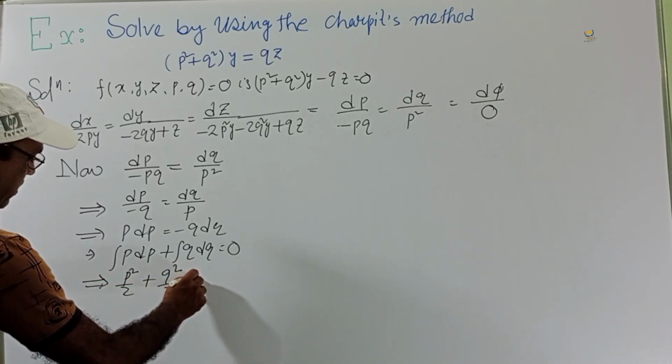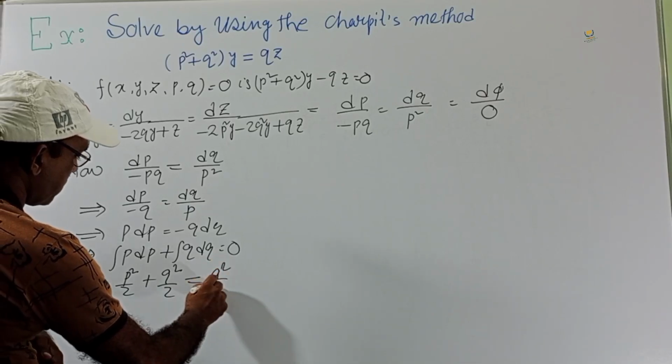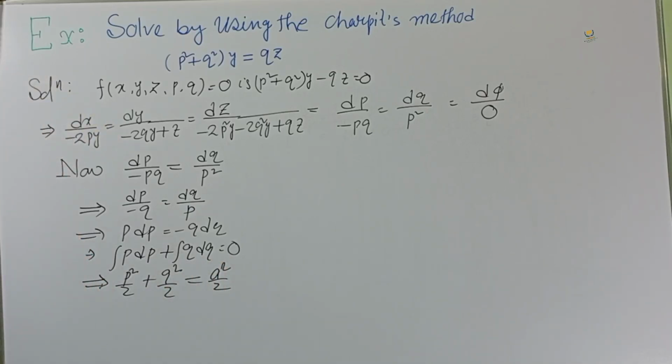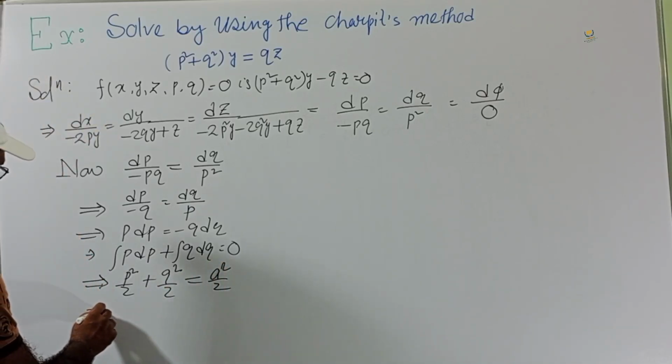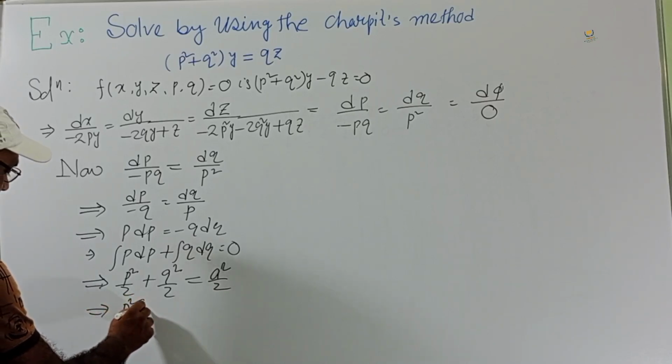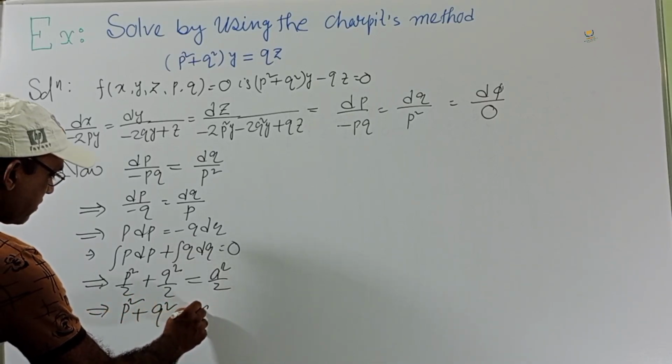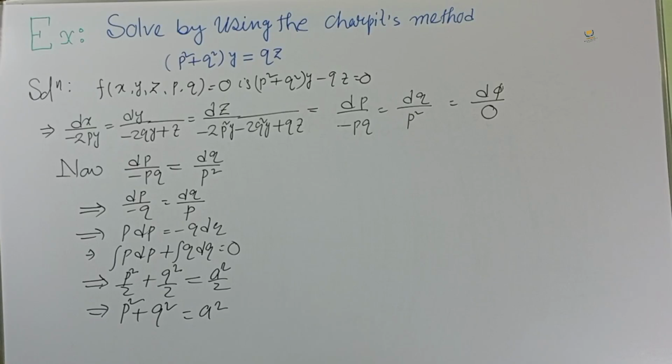plus q square by 2 equal to a constant c. Actually we consider a square by 2. The 2 cancels, we get p square plus q square equal to a square.